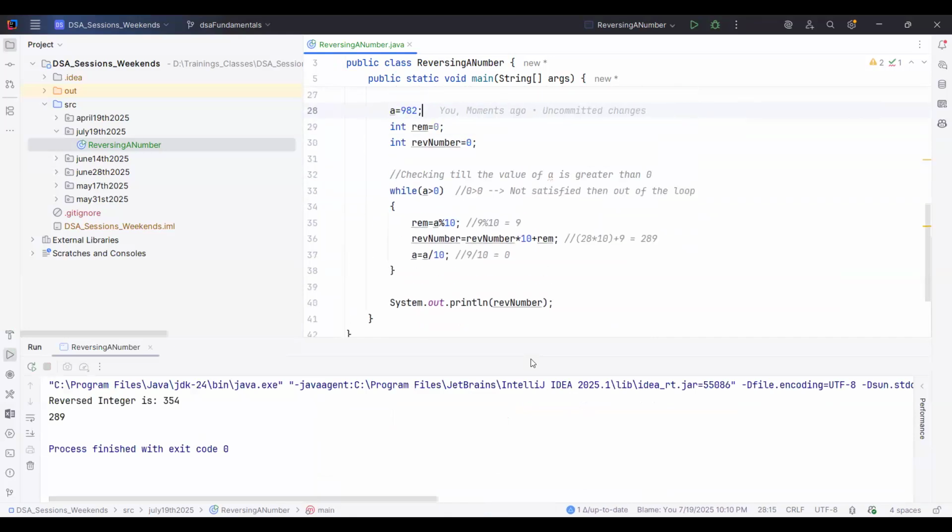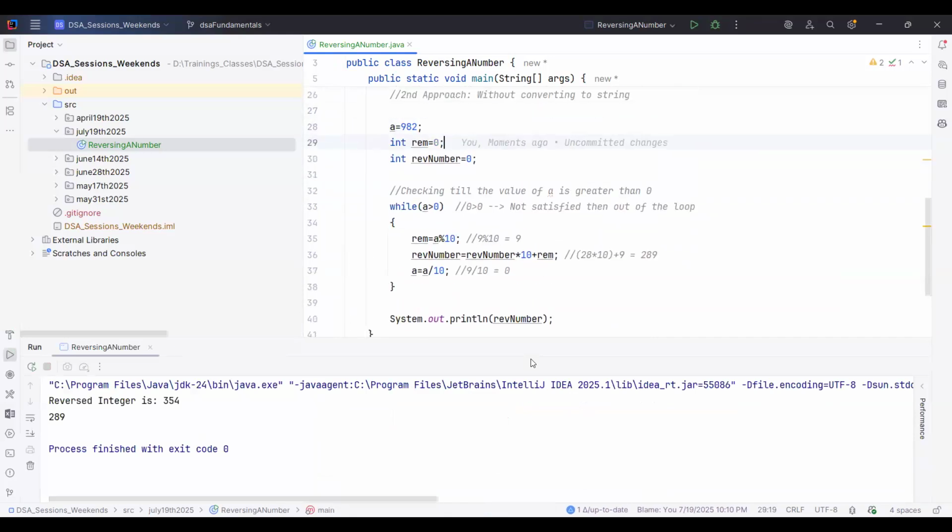If they say specifically, don't convert to a string, then you have to do this. So what we need to do is try reversing the value till the value of a is greater than 0. Run this loop till the value of a is greater than 0. Then find the modulus of the number.